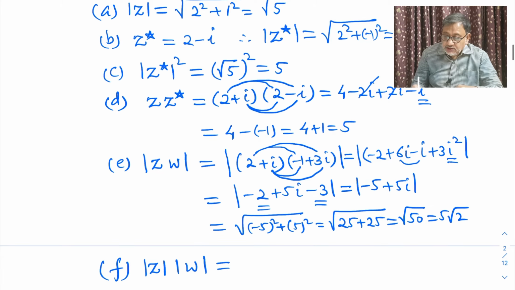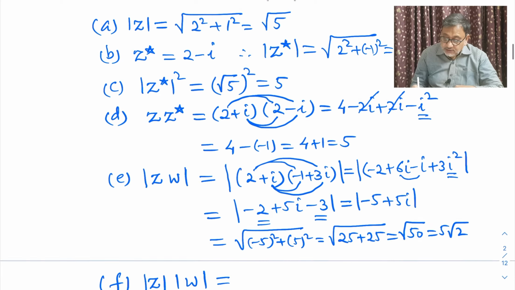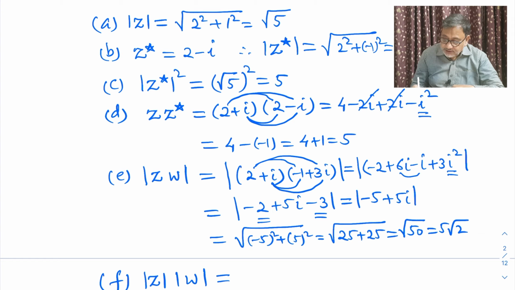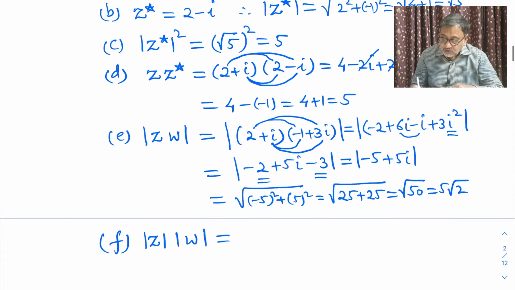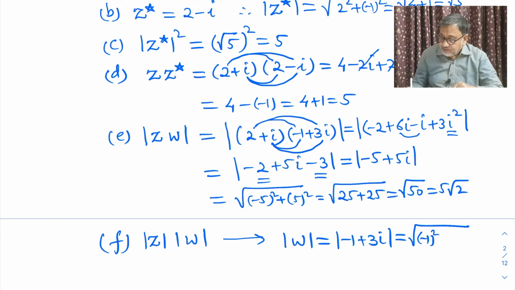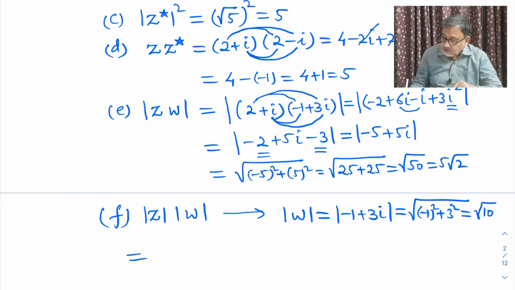So modulus of z and modulus of w we have to find together, but separate modulus we have to use. Before I start this, let me find modulus of w, because we will be using modulus of w here. So modulus of w means modulus of minus 1 plus 3i, which will be square root of minus 1 square plus 3 square. So 3 square 9 and minus 1 square 1, 9 and 1 is 10.